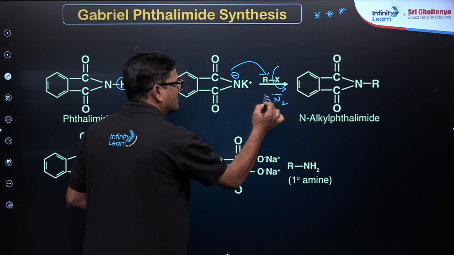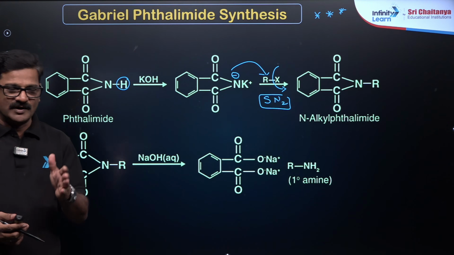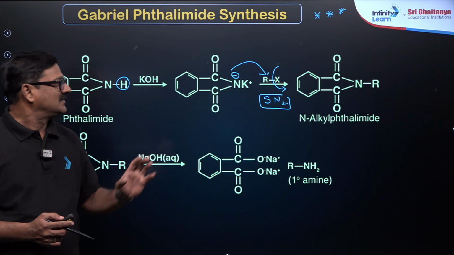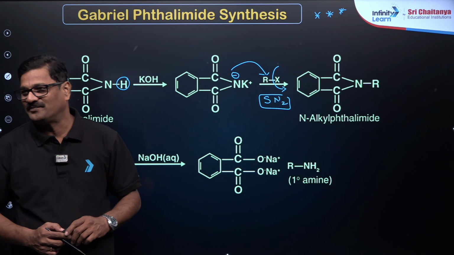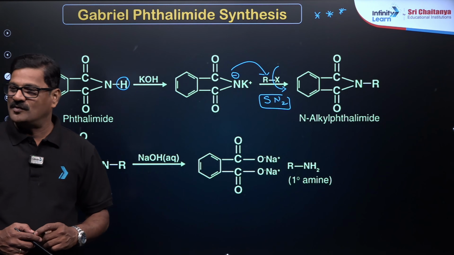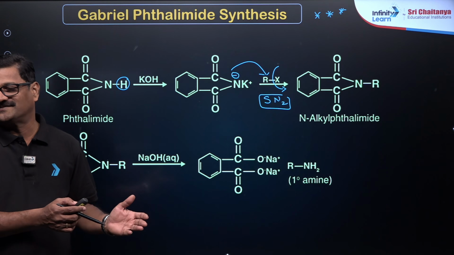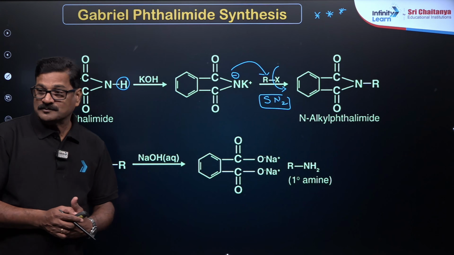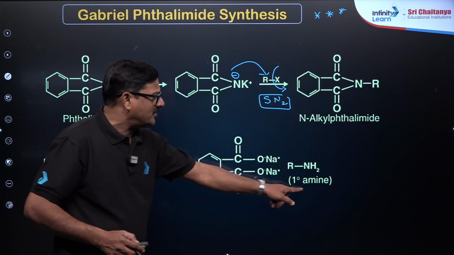This is the catchy point. There you can convert your preparation into CBSE as well as NEET. So it is going to give N-alkyl phthalimide by the SN2 reaction. Carbon dioxide is the source for the carbon, and it acts as an electrophile. Anyways, later on it is hydrolyzed to give rise to a primary amine.